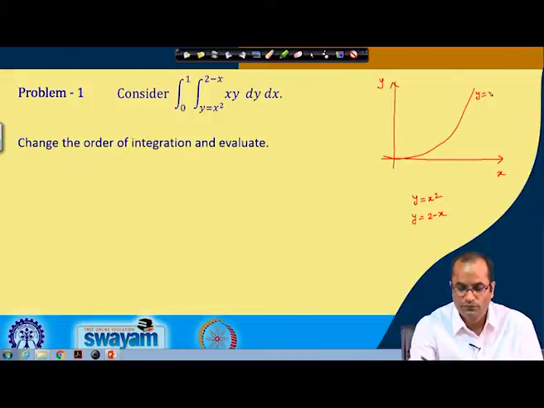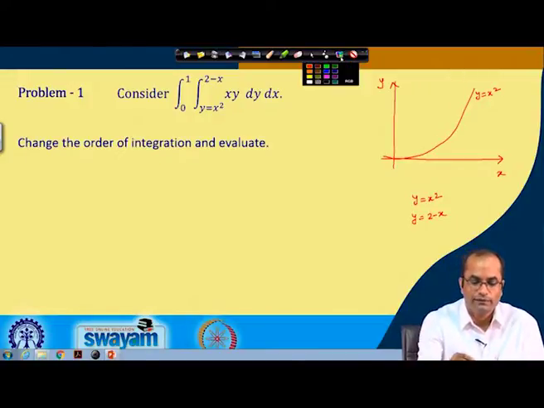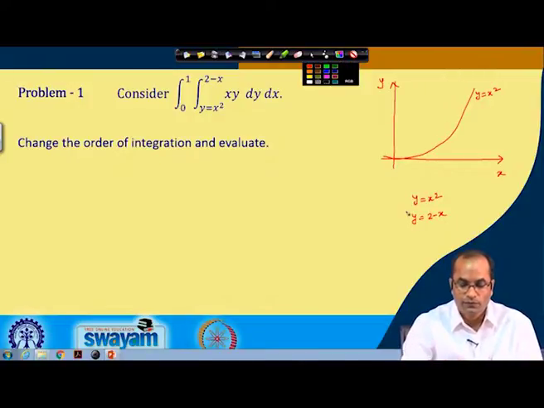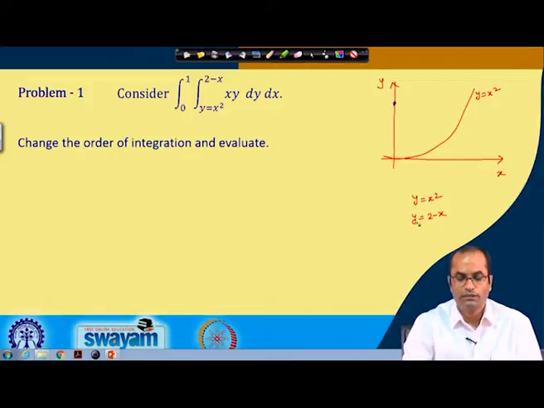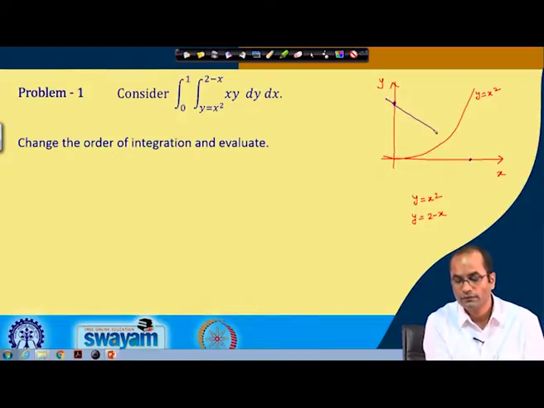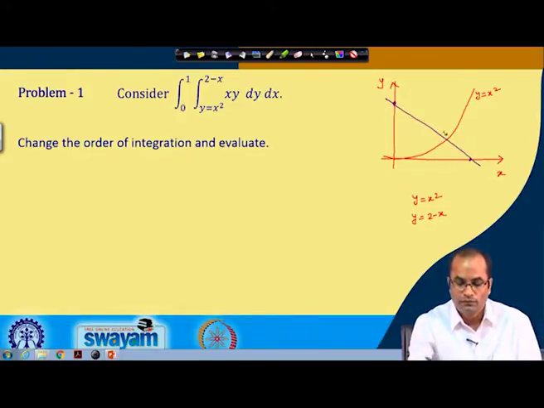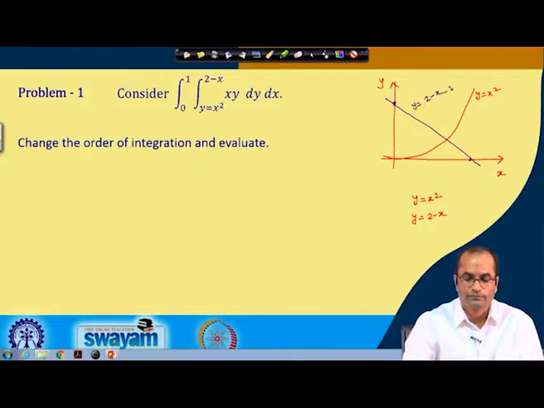So, we have y is equal to x square, and then we have the line y is equal to 2 minus x. So, when x is 0, y is 2, and when y is 0, x will be 2 again. So, this is the line y is equal to 2 minus x.